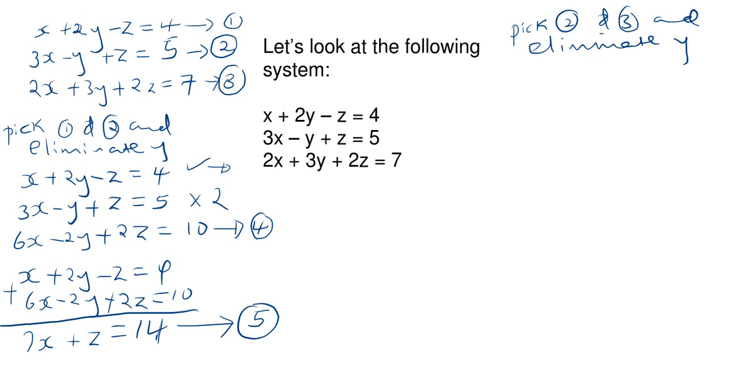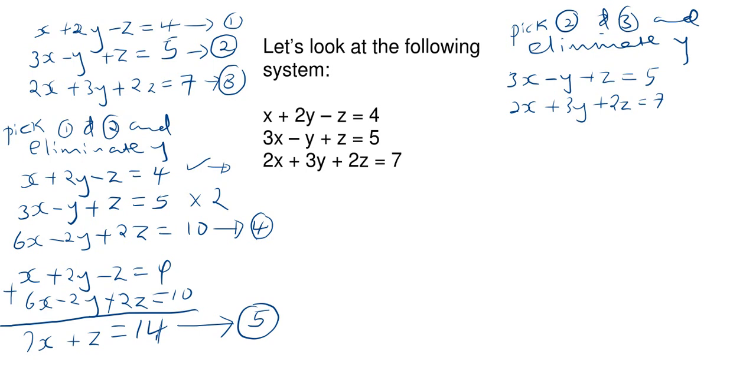So equation 2 is 3x minus y plus z is equals to 5, and our equation 3 is 2x plus 3y plus 2z is equals to 7. So we shall eliminate y in these two equations. Let's check what we can do in these two to make the values of y the same.